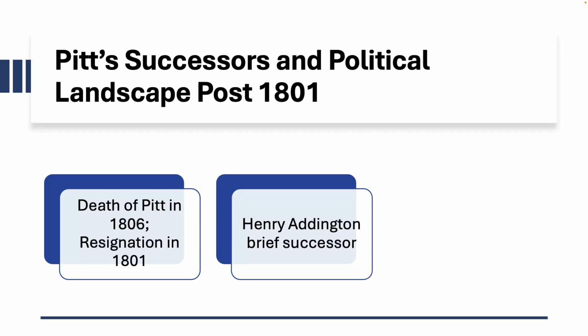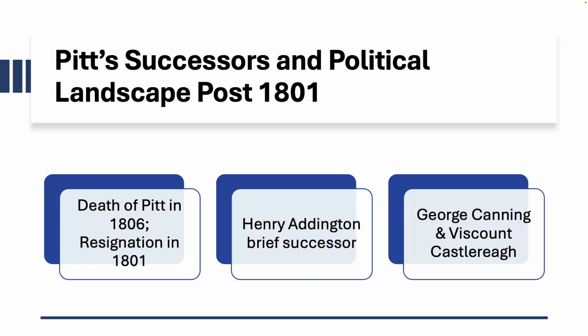After Addington then, Pitt the Younger's policies were continued by George Canning and Viscount Castlereagh. Although the issues of war and the complexities of managing the empire would continue to define British politics by and into the early 19th century.